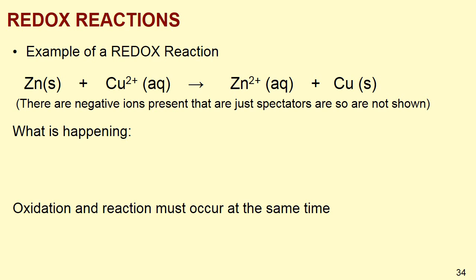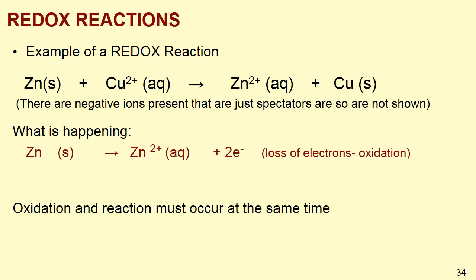So what's actually happening? Let's pull this apart into two parts. The zinc is actually losing electrons, and we've seen this before back in unit 5, where elements lost their electrons. So when zinc loses 2 electrons to become positive, that is oxidation, the definition, loss of electrons. So zinc has lost electrons to become zinc 2+.